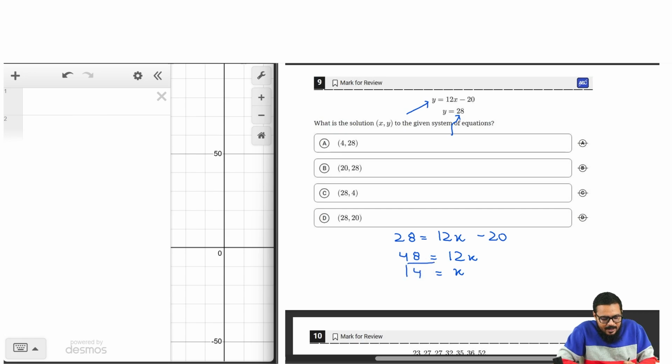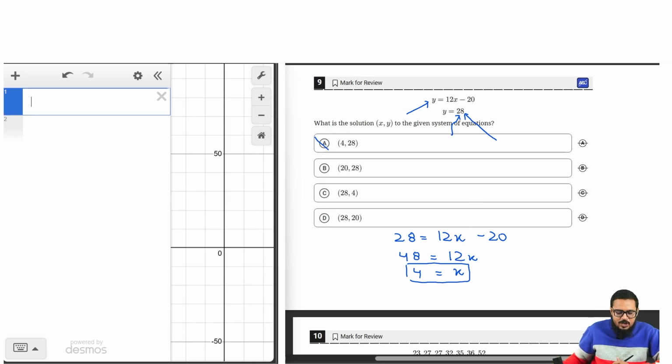So I know that my value of x is 4, and my value of y was already given to me, right? That was 28, right? So I'm going to quote my coordinate. My final answer for the coordinate would be 4, 28. That's answer option A.